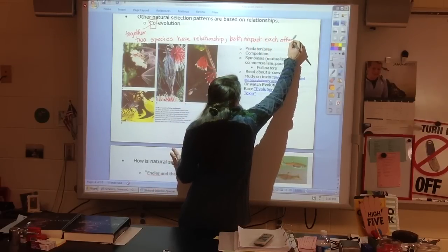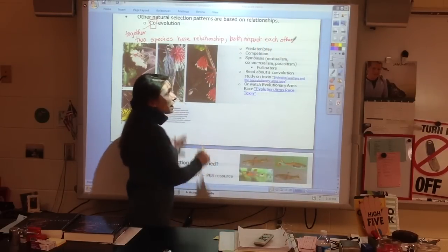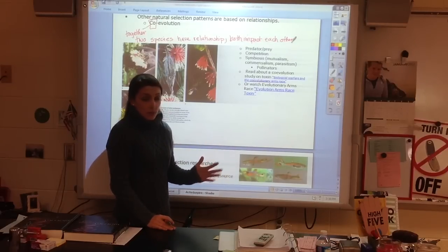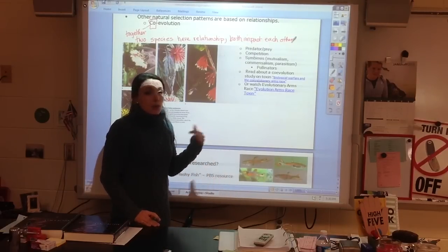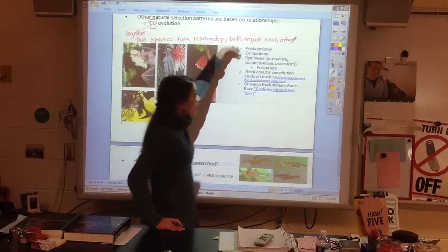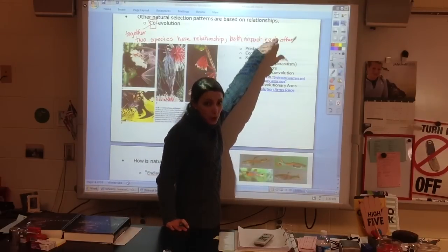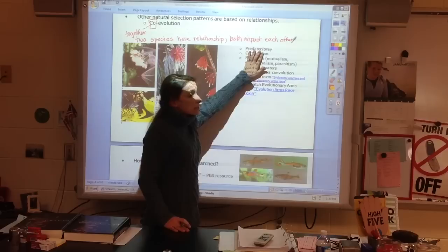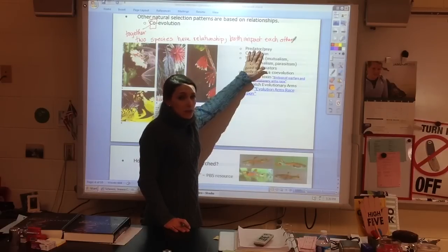So we have to be really careful. It's not just a predator influencing a prey. That could happen, but that wouldn't be coevolution. Coevolution is where the predator impacts the prey and the prey impacts the predator. So a lot of things that we see here is like vision. Vision is a really good example of coevolution.